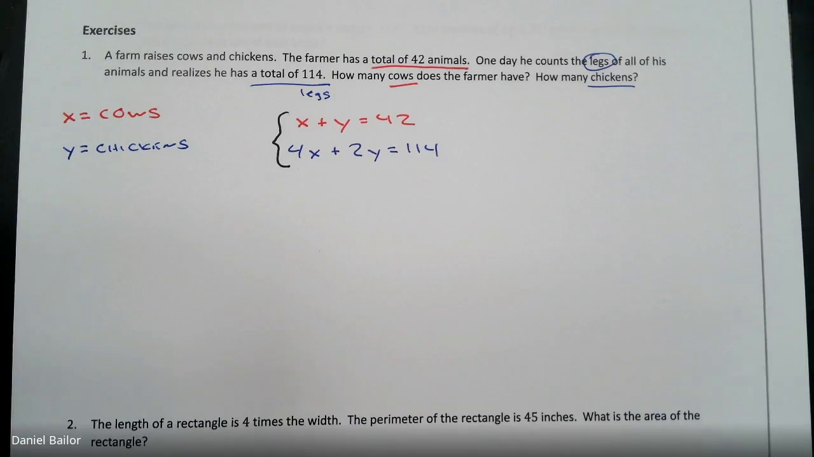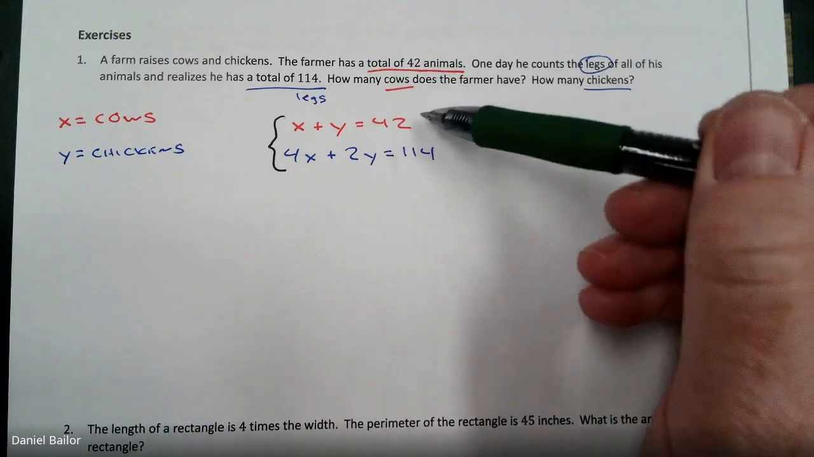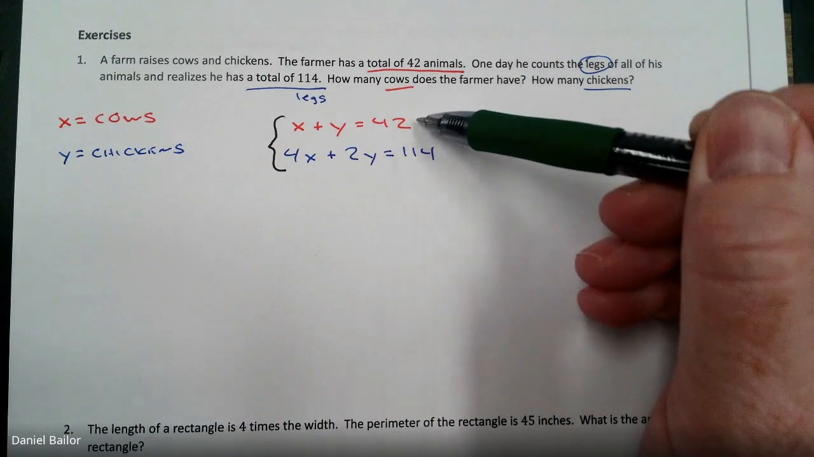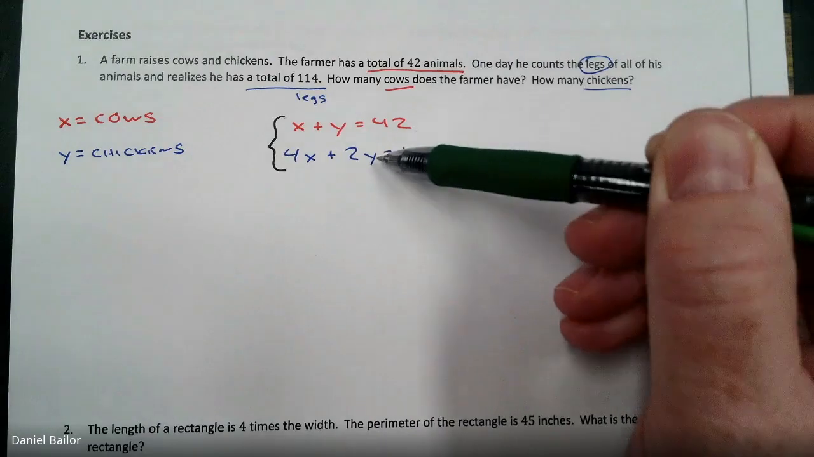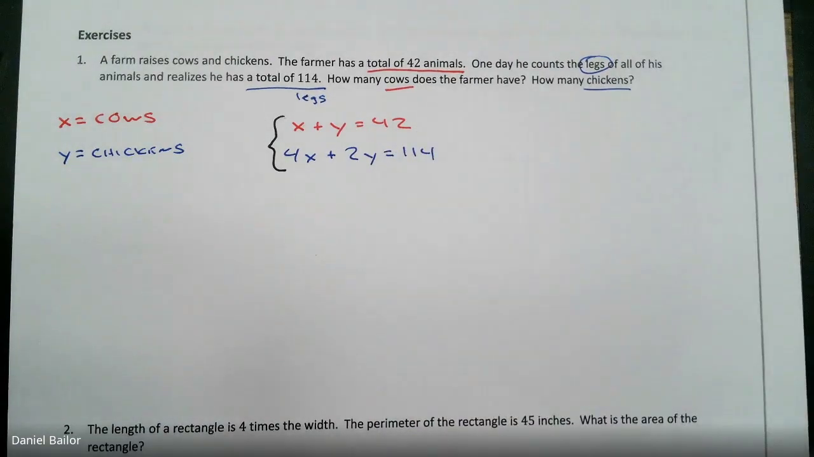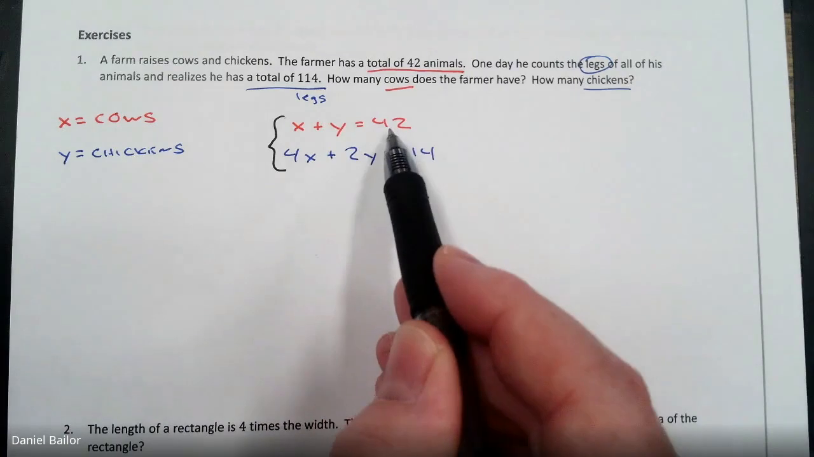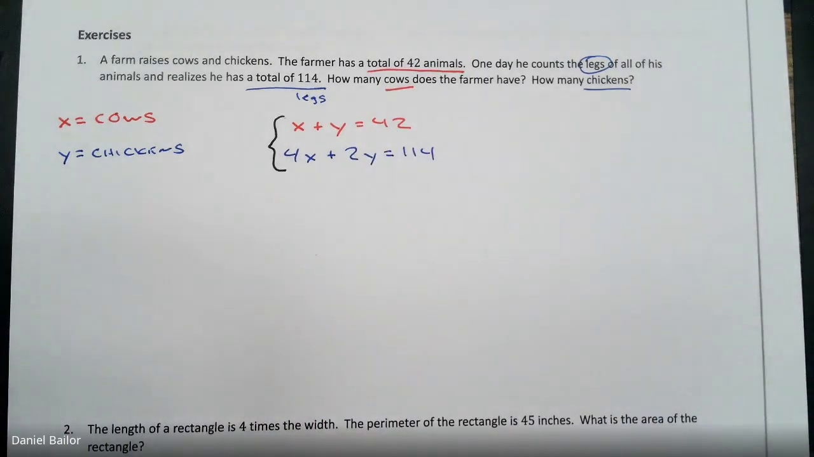Well, you have a couple choices. I don't know what you did. If you did the elimination method, you probably multiplied this equation by -2 so you can cancel the y's. If you did the substitution method, you changed the equation. I would have done this one: y equals 42 minus x.